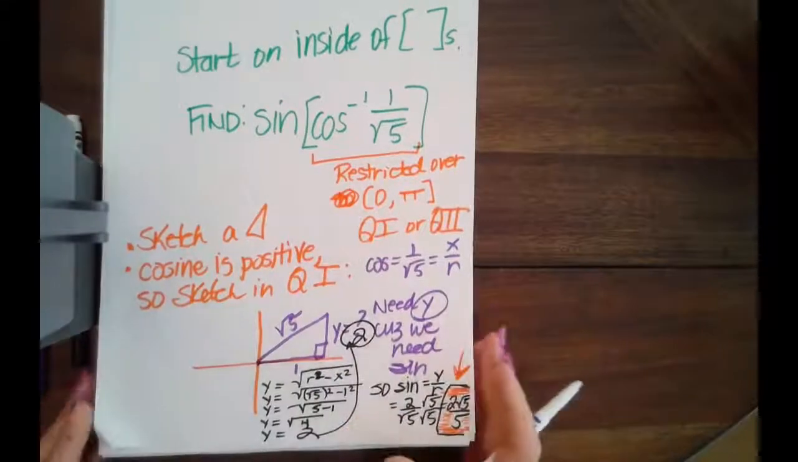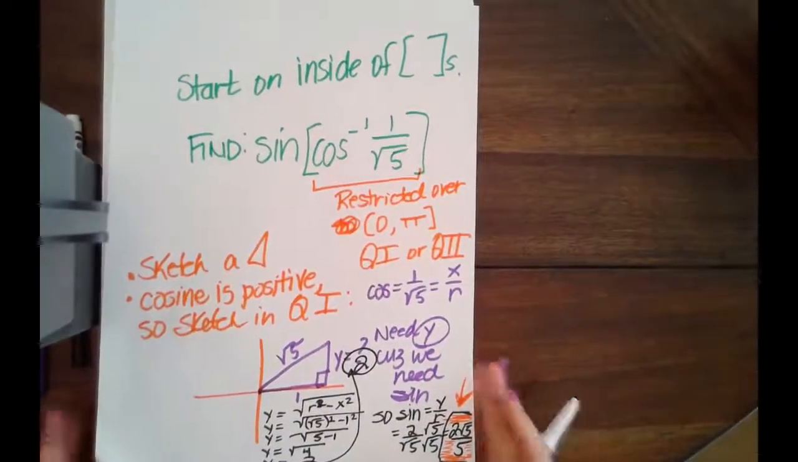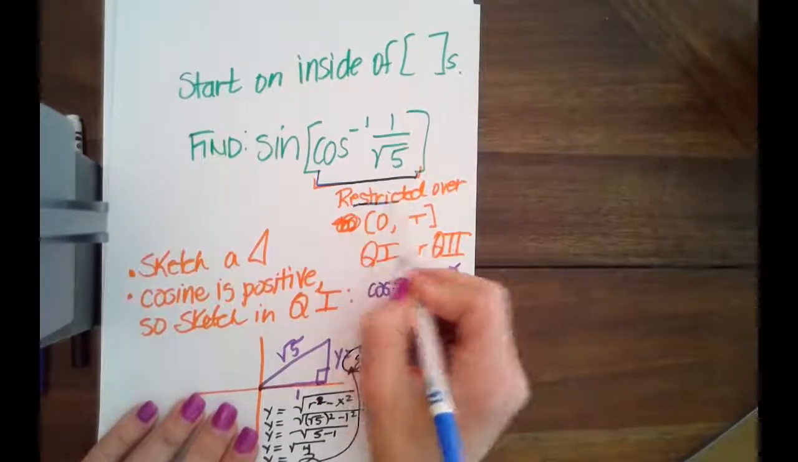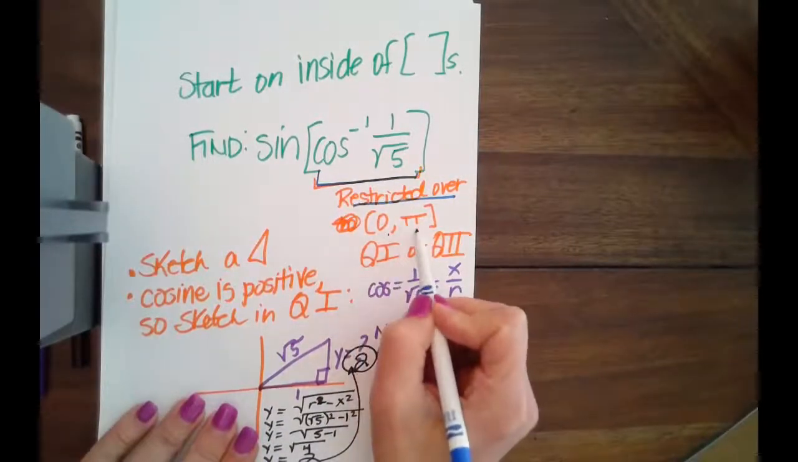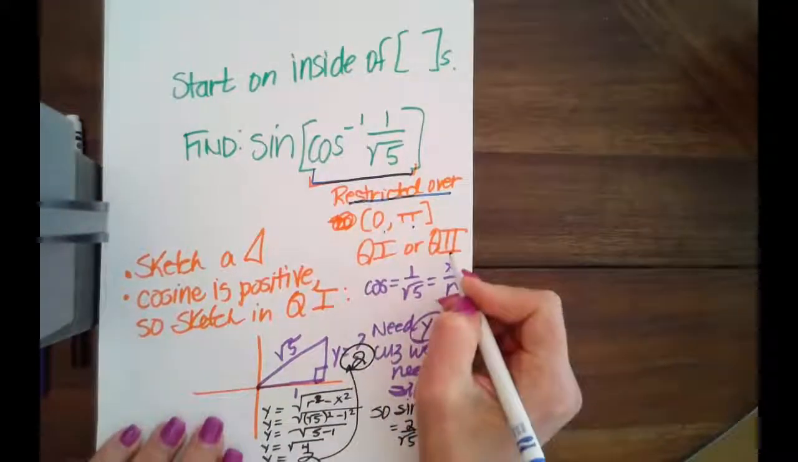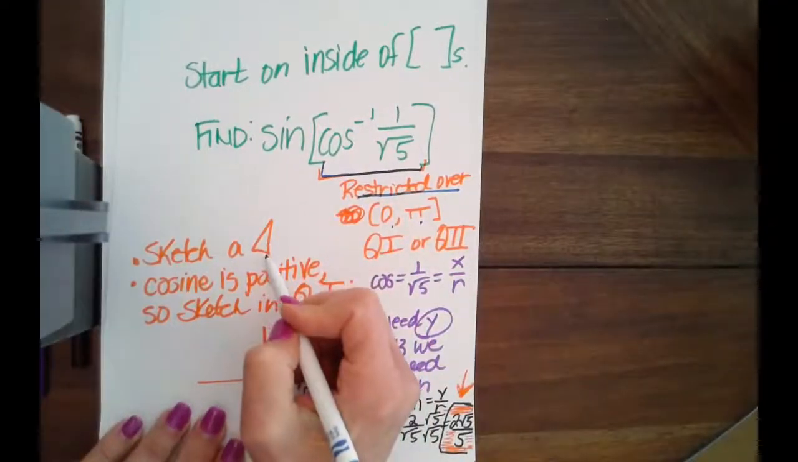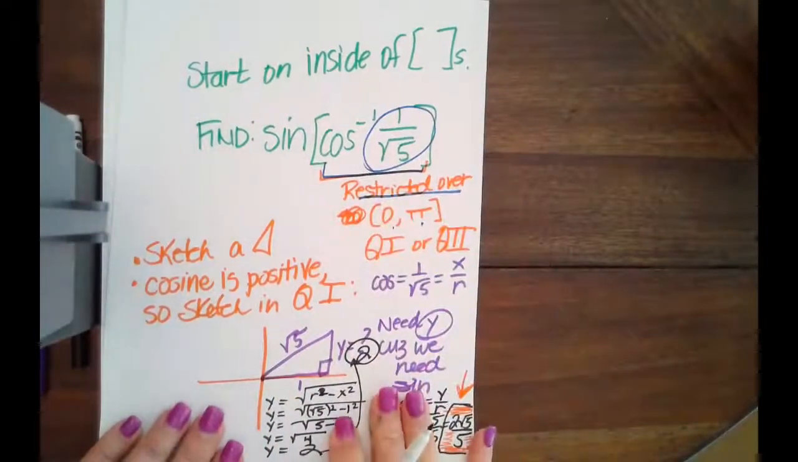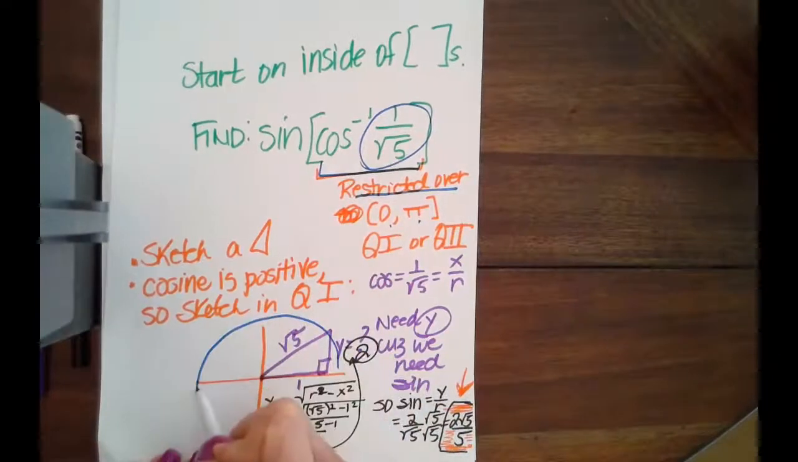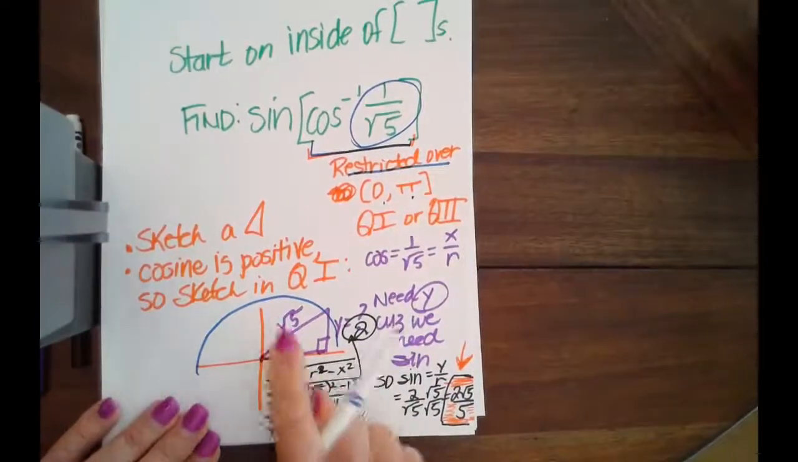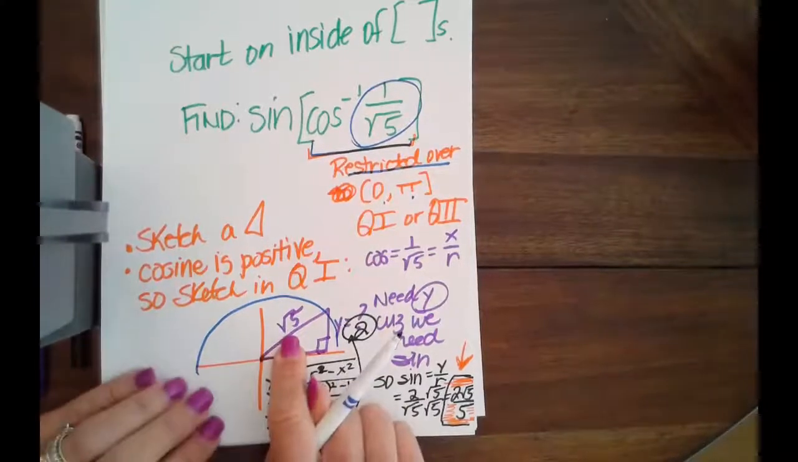All right, you're going to start on the inside of the braces, just like we did on the last one. You're going to start in here, and you're going to say, okay, restricted over 0 to pi. So you know that you're going to be on the top half of the unit circle, quadrant 1 or quadrant 2. You're going to sketch a triangle. In this case, cosine is a positive 1 over radical 5. Well, if I'm limited to quadrant 1 and quadrant 4, then cosine, based on a smart trig class, is going to be positive here. So I'm working in quadrant 1, so that's where my sketch goes.